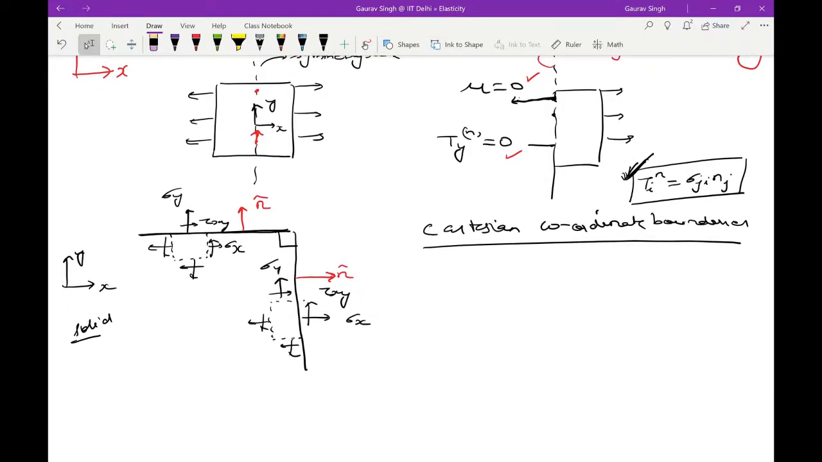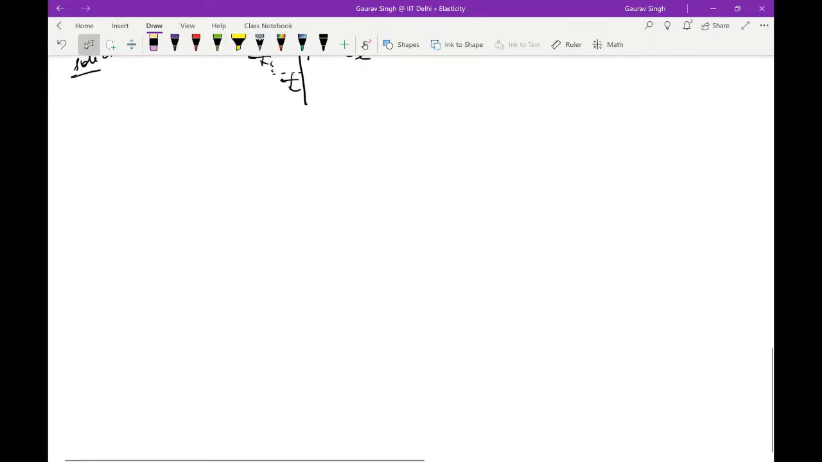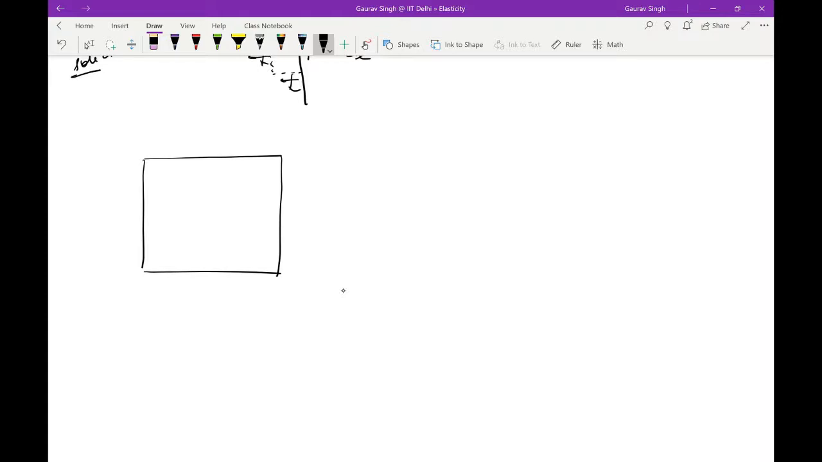So here life was very easy in this diagram, just because all the boundaries are aligned with the coordinate axis. Here it's easy, and we now want to consider another example. First let's take up one example of this case, and then we'll move to a boundary which is inclined to the coordinate system. We want to move to more realistic cases. So let's first take a plate. Obviously, this is y, this is x.